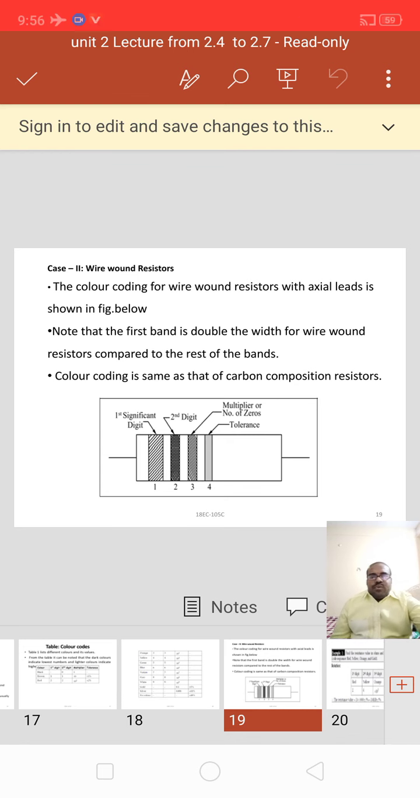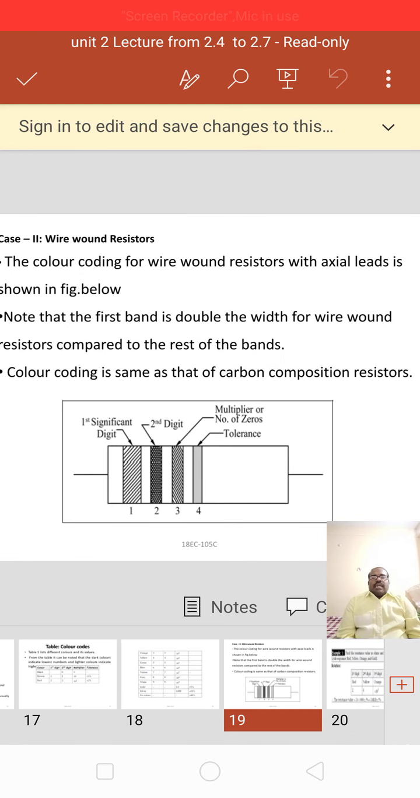Next, wire wound resistor, case 2. The color coding for wire wound resistors with axial lead is shown in the figure below. Note that the first band is double the width of the rest of the bands. Color coding is the same as that of the carbon composition resistors. The only change between carbon film resistors and wire wound resistors is that the first digit band is double the width of the second. It is the main difference between the first digit of carbon film resistors and the first digit of wire wound resistors.